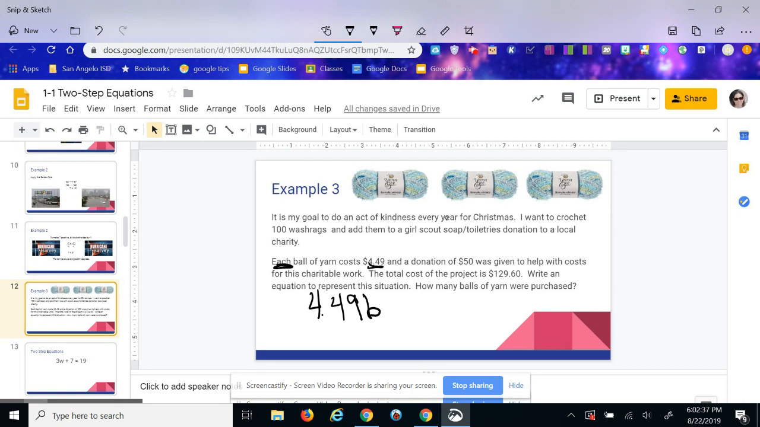Okay, and then I had a donation of $50. Donation means I'm adding, right? Adding a donation of $50 was given to help with costs for this charitable work. The total cost of the project is $129.60.